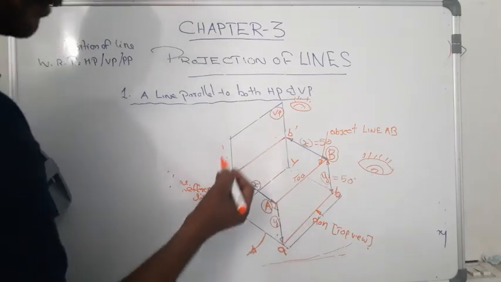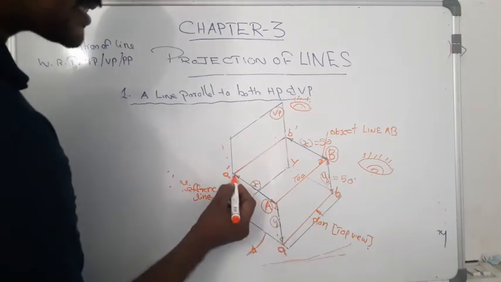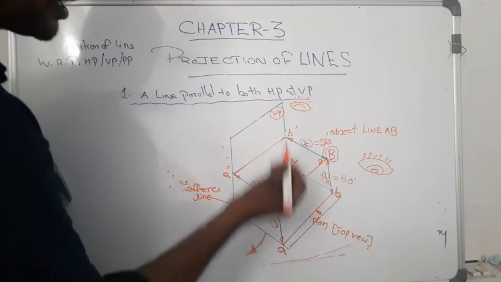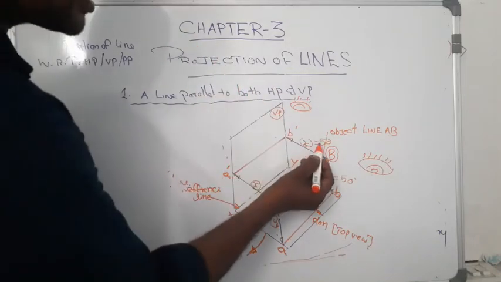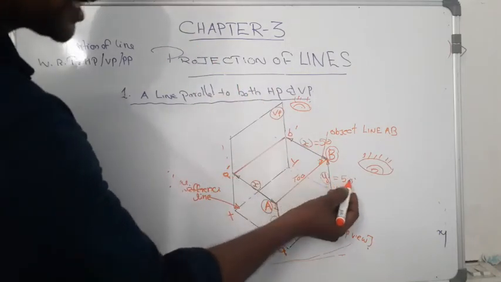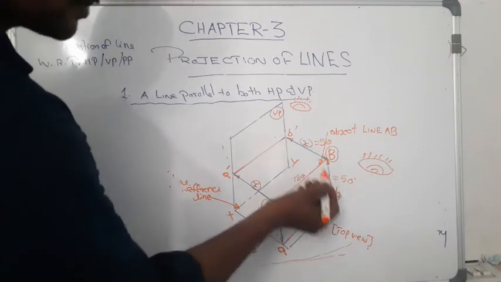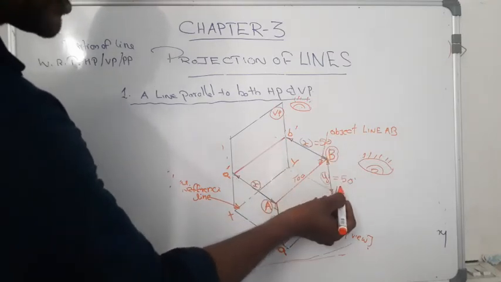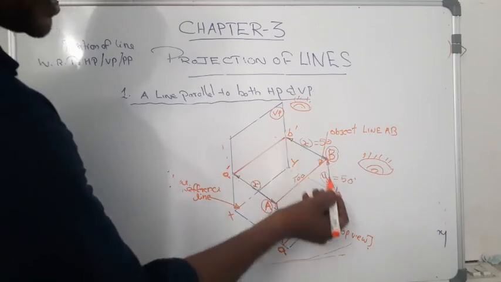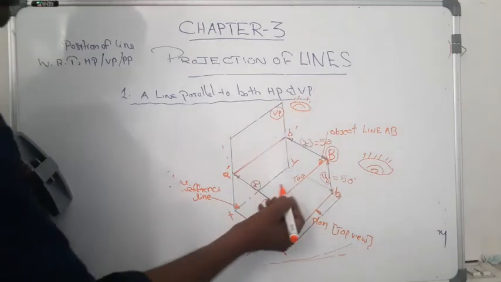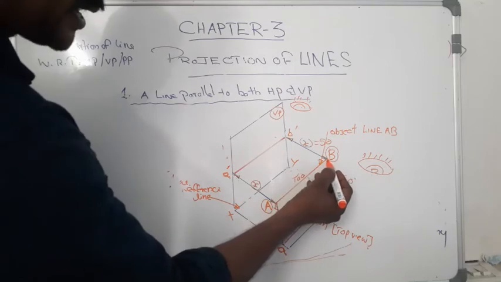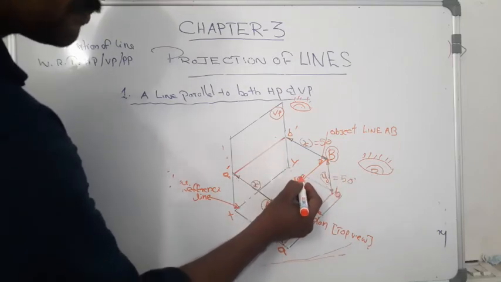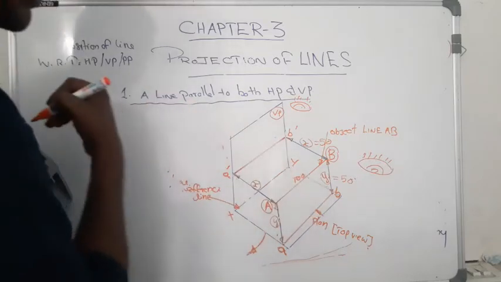the horizontal plane, keeping x distance from the vertical plane and y distance above the horizontal plane. X and y values are also given, marked here. That value is 50 mm from both the vertical plane and the horizontal plane. AB has a length, also marked here, that value is 100 mm.